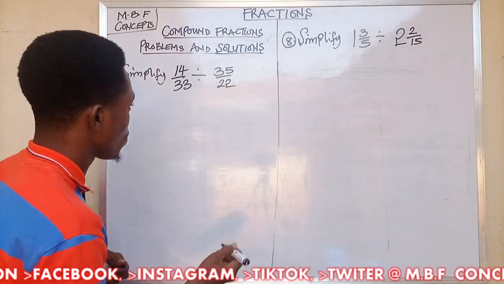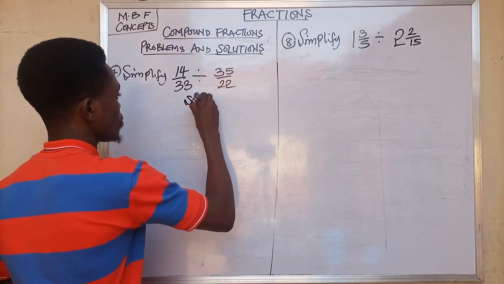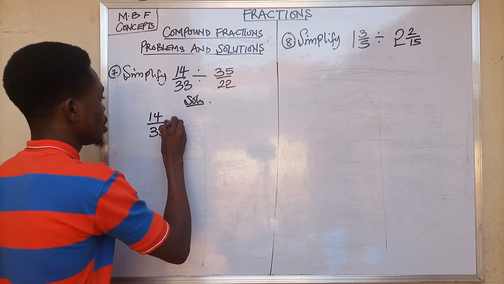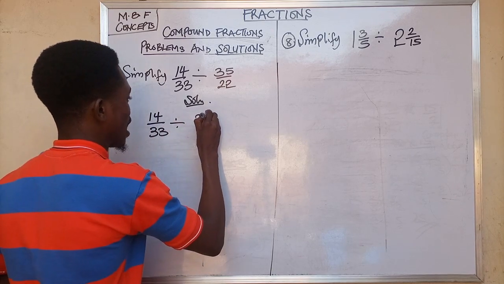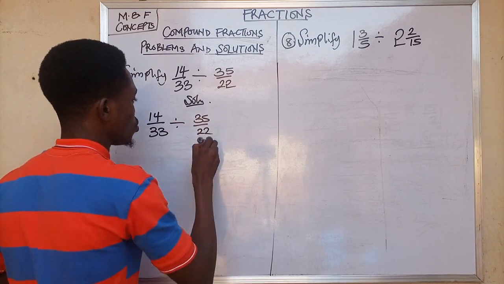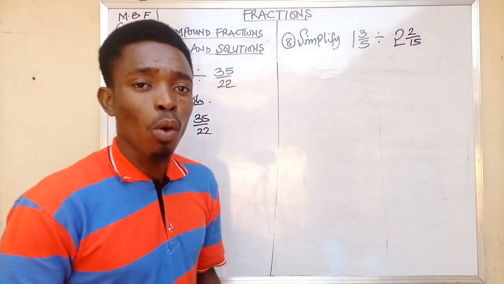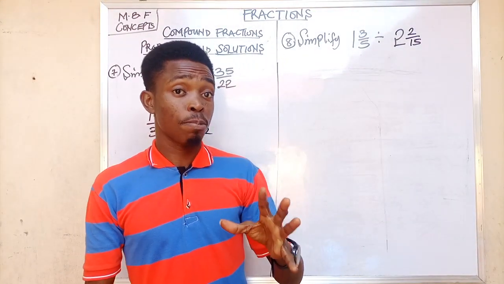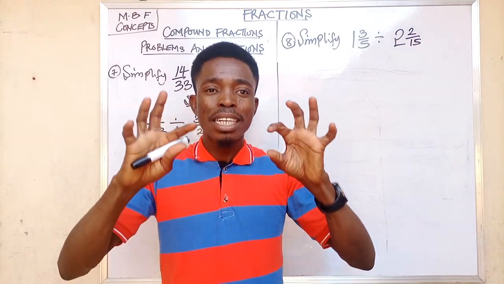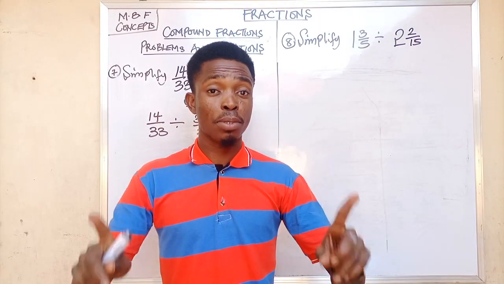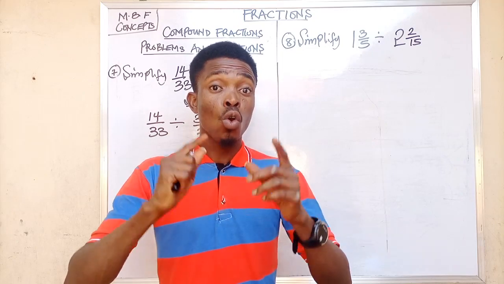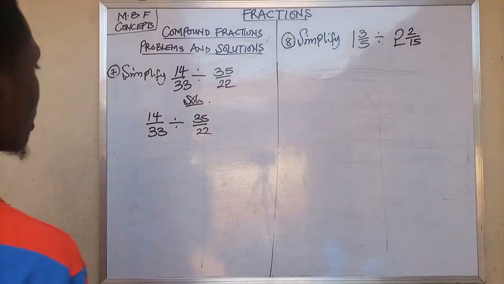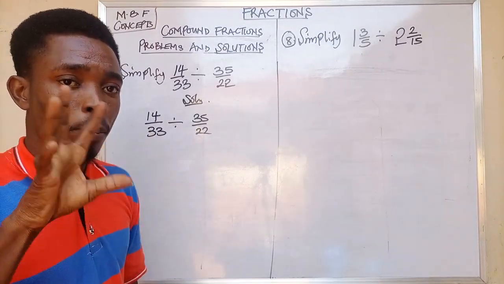So what do we do? We put down our solution. Then we have 14 over 33 divided by what? 35 over 22. Guys, please, I want you to get a very good principle here. Pay close attention so that I will give you the principle that will help you to solve problems under compound fractions with division. What do you do here, guys? Now you will get to understand some basic principles.